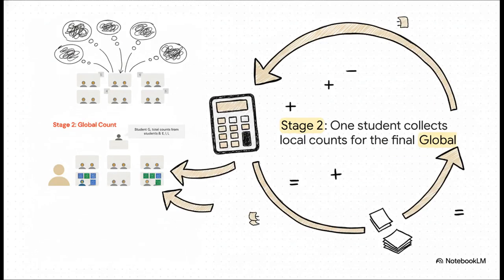Then comes stage 2. The teacher points to one student and says, okay, your job is to collect the numbers from everyone else. So that student goes around, gets a 5 from this person, a 6 from that person, a 4 over here, adds them all up and gets the final global count. And you see, that second step could only happen after the first one was totally finished.